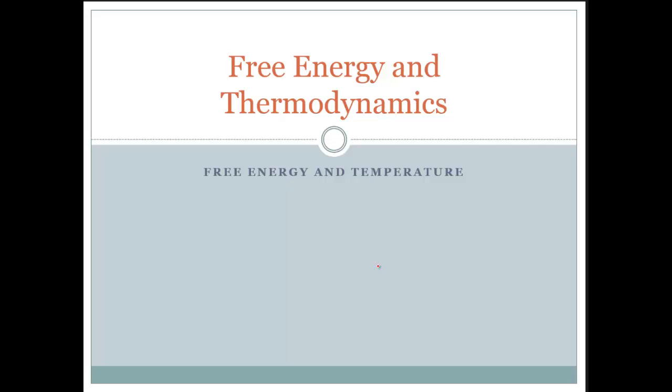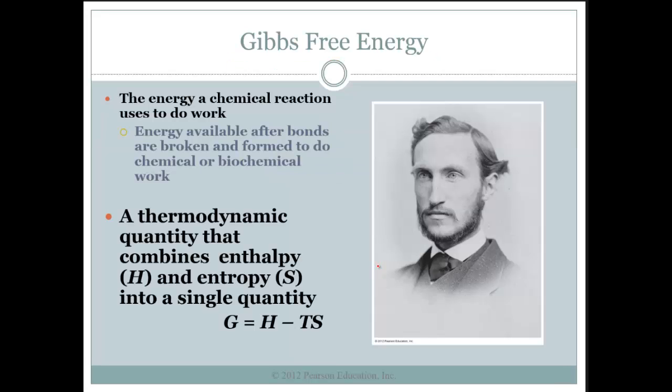In this tutorial, we will be discussing free energy and temperature. As a reminder, Gibbs free energy is the energy a chemical reaction uses to do work. It's the energy available after bonds are broken and formed to do chemical or biochemical work. It's a thermodynamic quantity that combines enthalpy, H, and entropy, S, into a single quantity. G is equal to H minus TS.